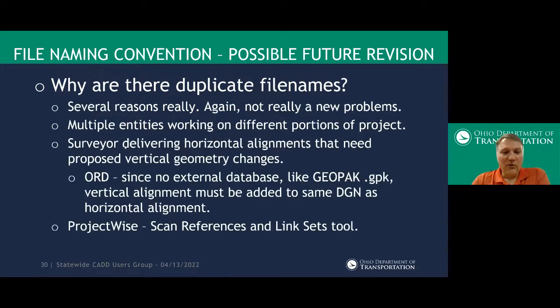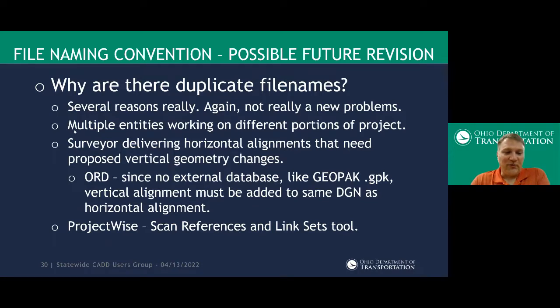So why are there duplicate file names? Again, there's really several reasons and not really new problems. A lot of it stems from just multiple entities working on different portions of projects. Maybe ODOT internally we're working on something, and then the prime design consultant is also working on some stuff, and we name files the exact same. And then as we exchange the data, it gets confusing as to which is which. And really the last bullet point I'll get to second is the biggest problem.